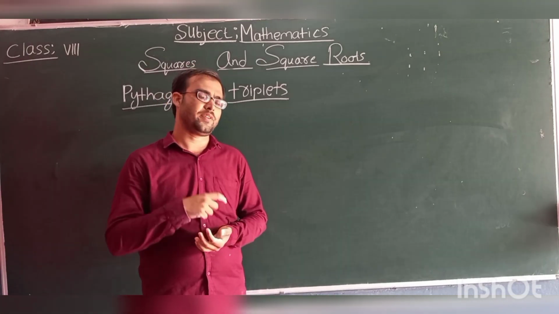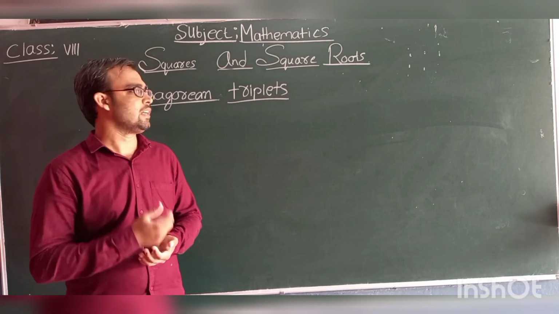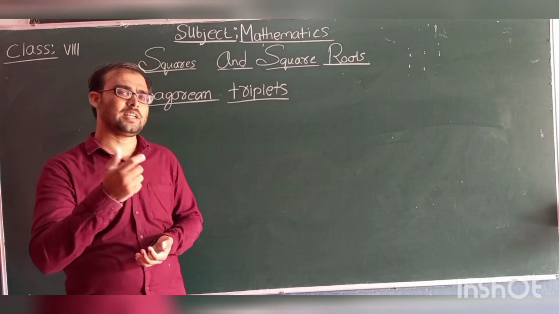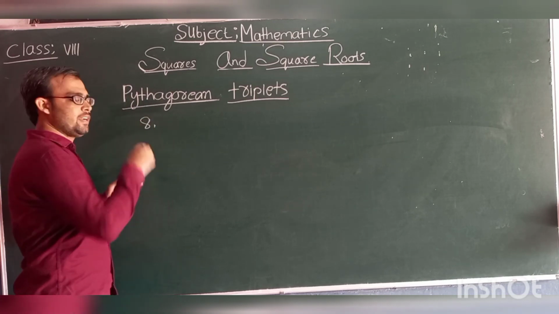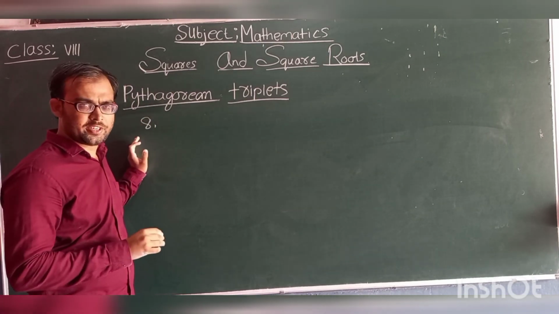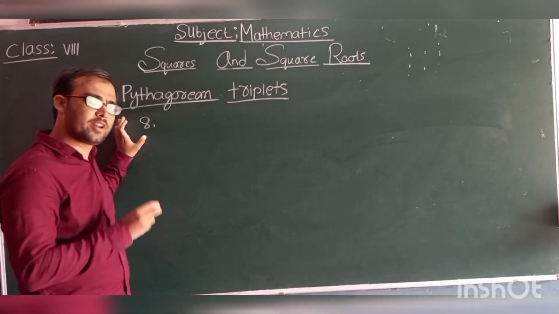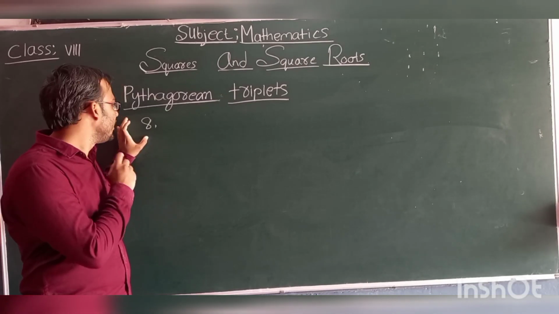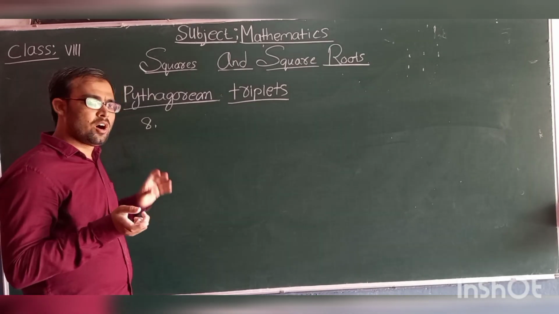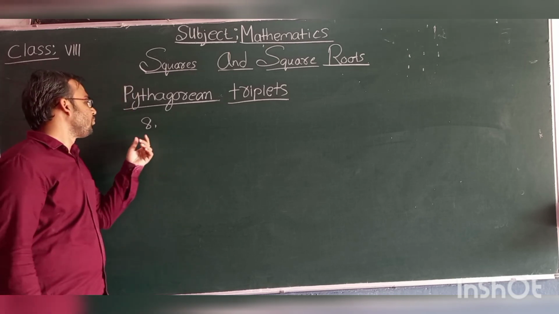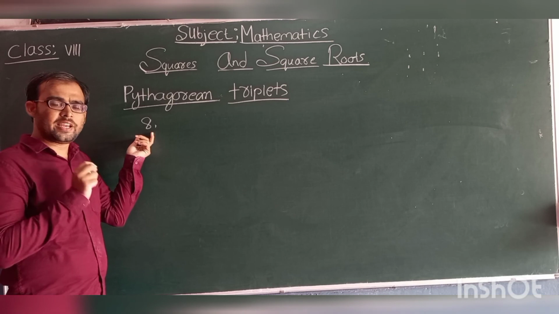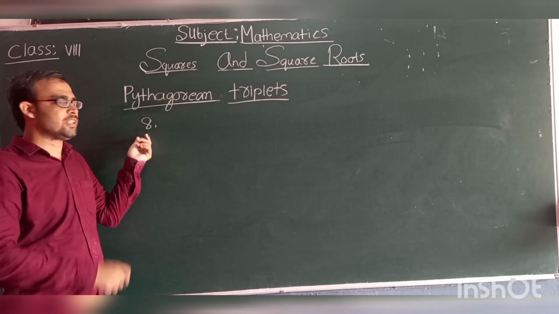Okay, students, if it is asked like this, find the Pythagorean triplets if one of the triplets is 8. That is, find the other two Pythagorean triplets if one of the sides of a right angle triangle is 8, or if one of the Pythagorean triplets is 8. So here they have given 8 as one of the triplets.